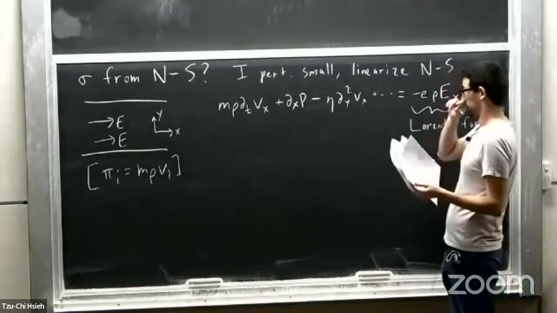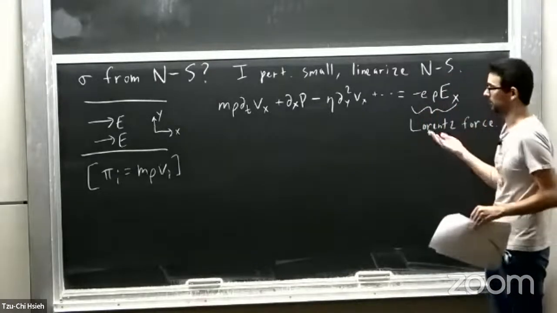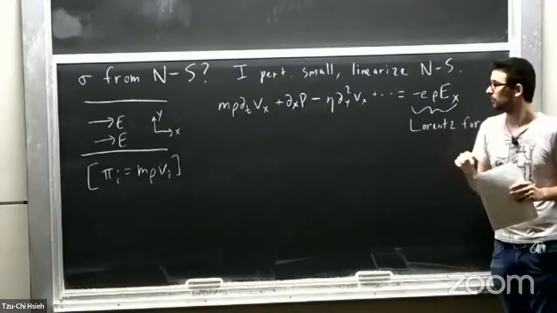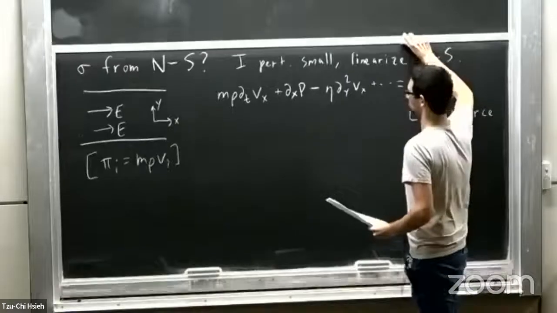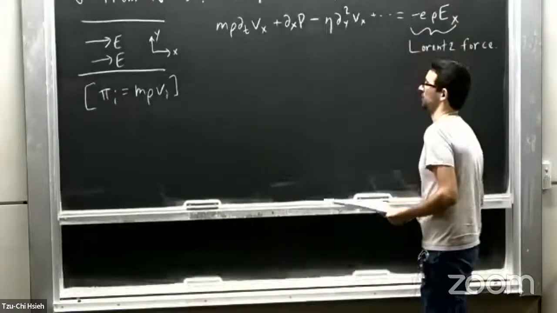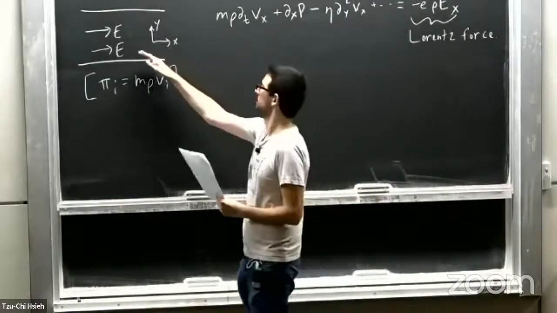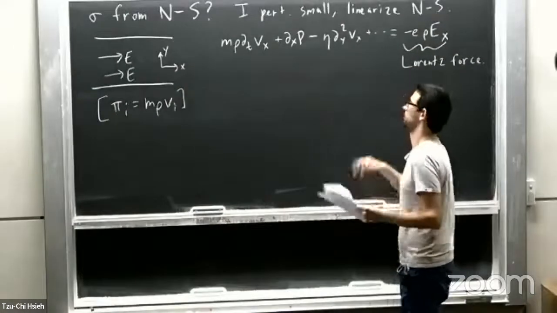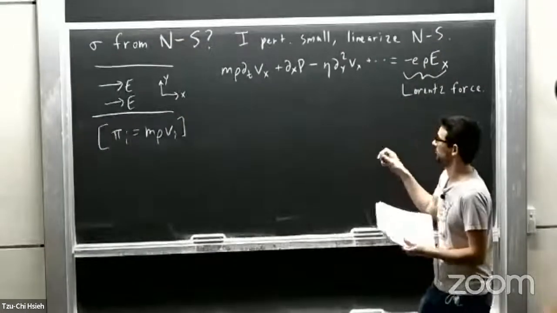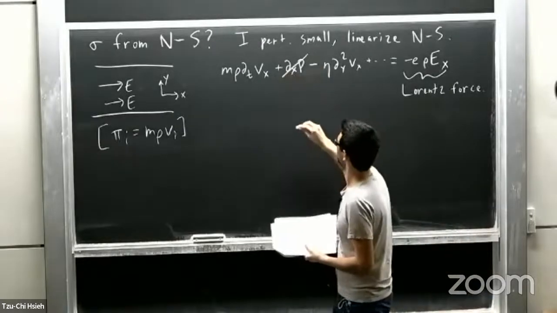Now at this point, this is a linear equation. Let's try to solve it with some simplifying assumptions. First, let's assume that the system is homogeneous in the x direction. So we'll just cross out this term.